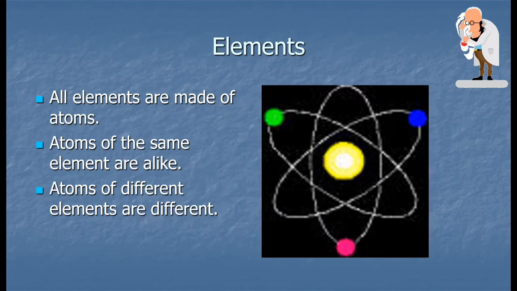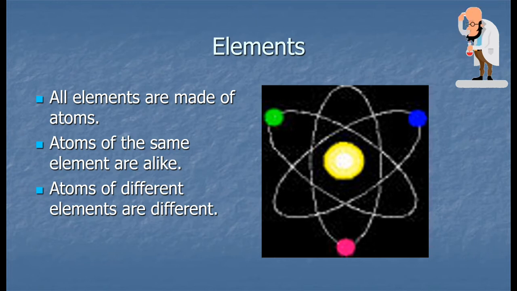The first thing that we learned last week was about elements. All elements are made up of atoms. Atoms of the same element are alike. Means oxygen के अगर दो atoms हैं तो दोनों same होंगे. Atoms of different elements are different. Like oxygen और hydrogen. ये दोनों के जो atoms हैं वो different होंगे because ये different elements हैं. ठीक है, इनके properties अलग है.